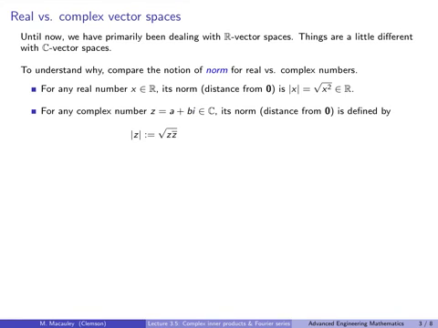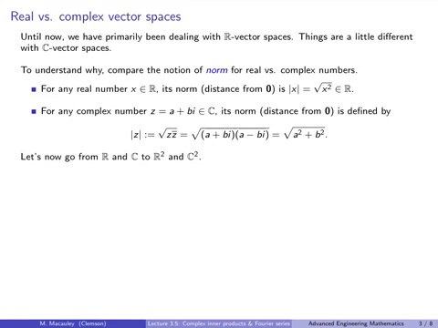For any complex number z equals a plus bi, its norm, also its distance from 0, is defined as follows. We write it with an absolute value sign again, and it's defined as the square root of z times z bar. In other words, the square root of a plus bi times a minus bi, which is the square root of a squared plus b squared. So that's what I showed you in the previous slide. I drew a picture for that. But now let's go from the real numbers and the complex numbers, R and C, to R squared and C squared.